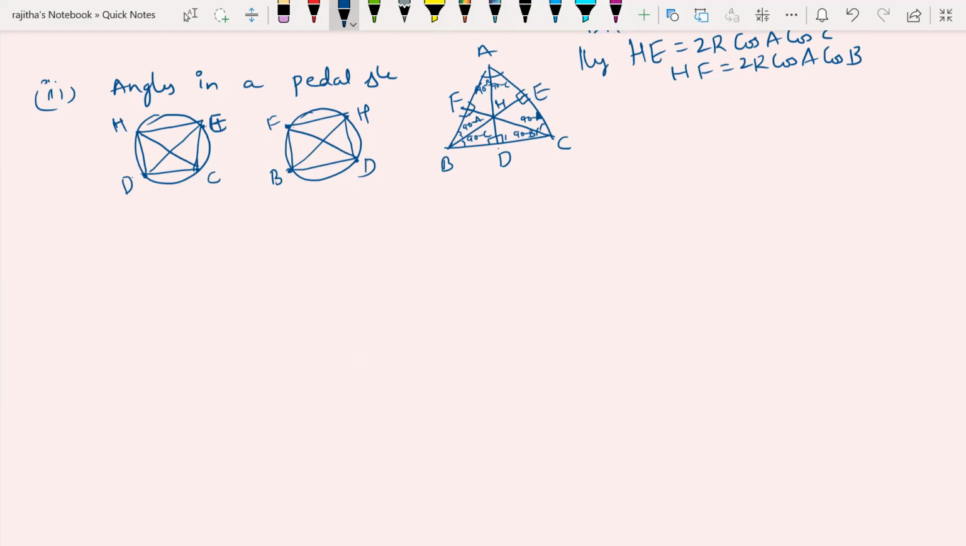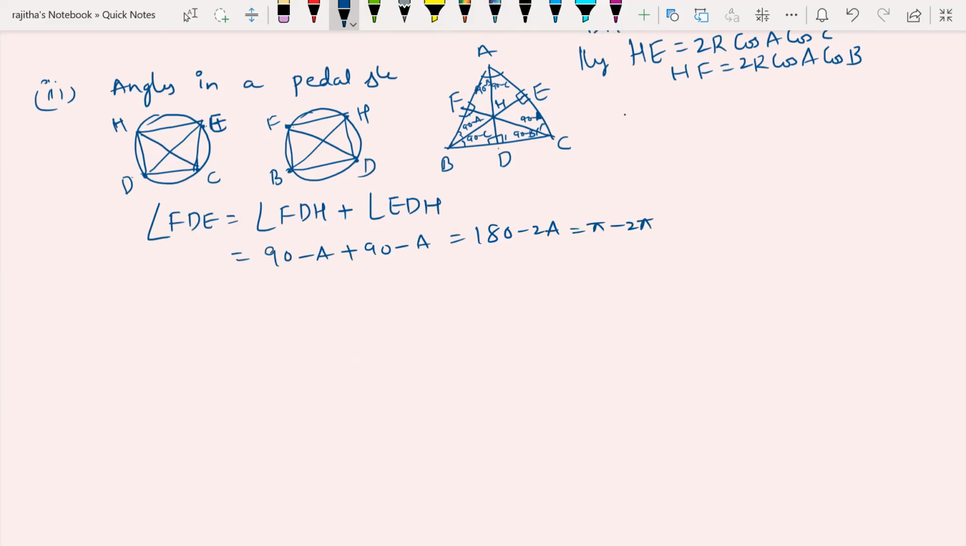So here, angle FDE is nothing but angle FDH plus angle EDH. That is 90 minus A plus 90 minus A, that is 180 minus 2A, that is pi minus 2A. So in triangle FDE, the angles are pi minus 2A, pi minus 2B, pi minus 2C. Those are the angles in a pedal triangle.